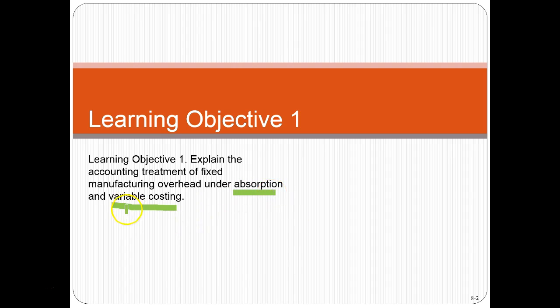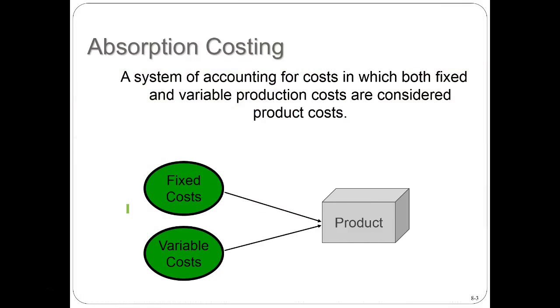And under the variable cost method, we would then treat part of that cost, being the fixed cost, as a period cost rather than being included in the production cost and being expensed as cost of goods sold. So let's go through this process and talk more about what we mean here. So first, let's take a look at the absorption costing method. So a system of accounting for costs in which both fixed and variable production costs are considered product costs.